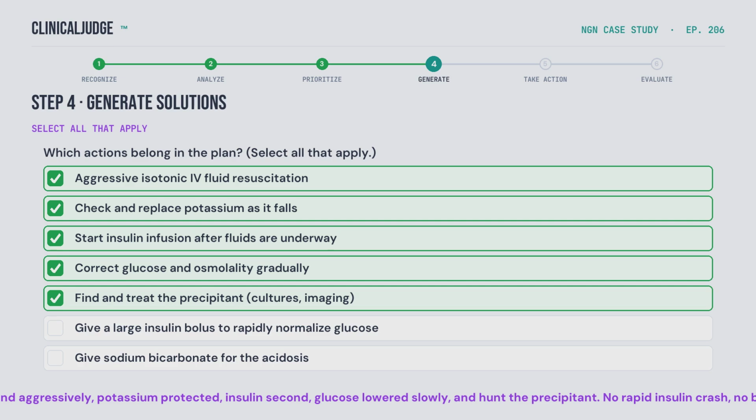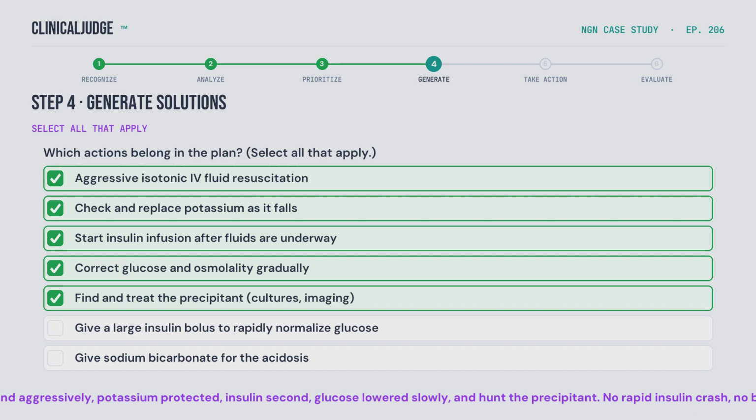Here is the plan. First, aggressive isotonic fluid resuscitation. This is the heart of the treatment, and it alone begins to bring the numbers down. Check and replace the potassium as it drifts lower with treatment. Start a regular insulin infusion, but only once fluids are running and the potassium is adequate, and never as a large upfront bolus. Correct the glucose and the osmolality slowly, adding dextrose as the glucose falls toward 250 to 300, so the drop stays gentle.